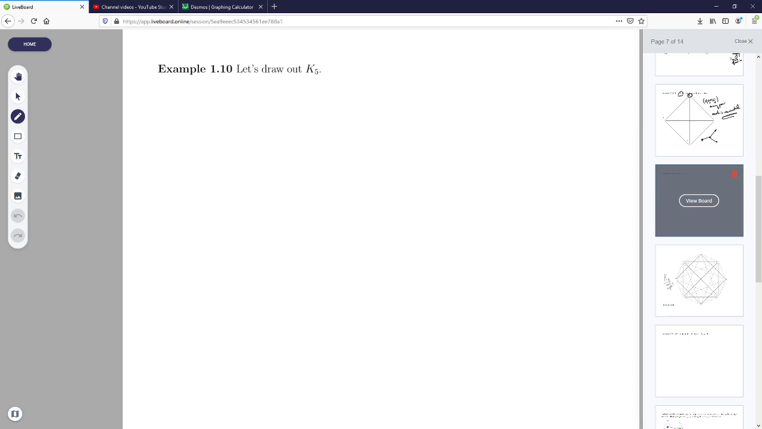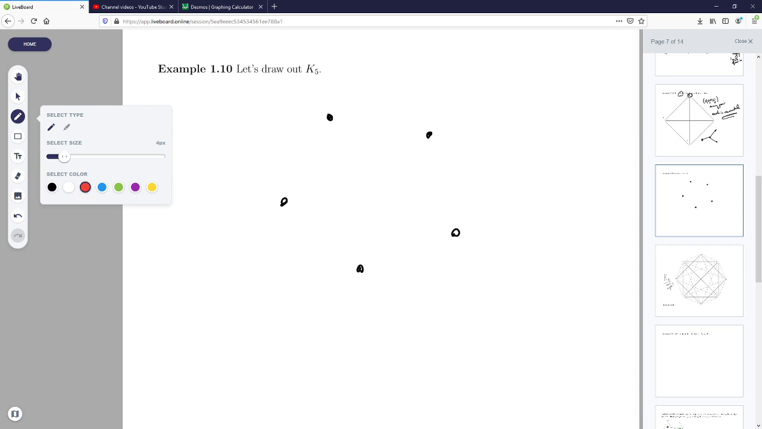Okay, let us see here. So let's draw out K5. So 1, 2, 3, 4, 5. And I'm going to use slightly smaller, and let's use green. Yeah, K stands for complete.